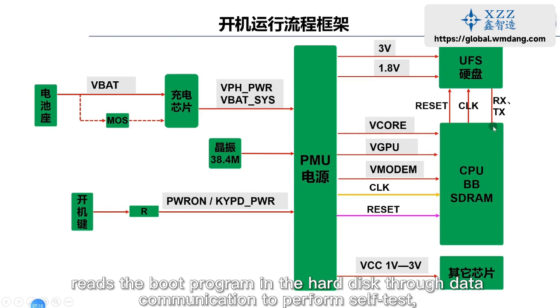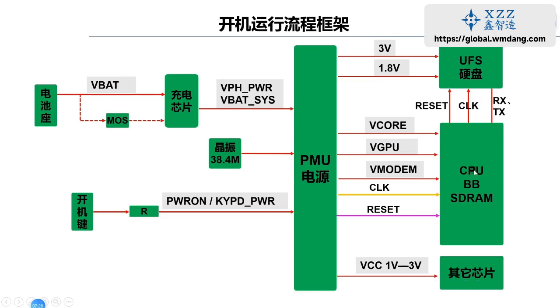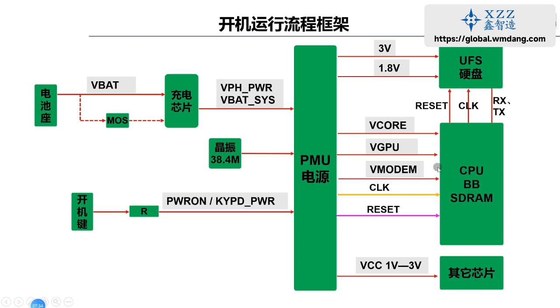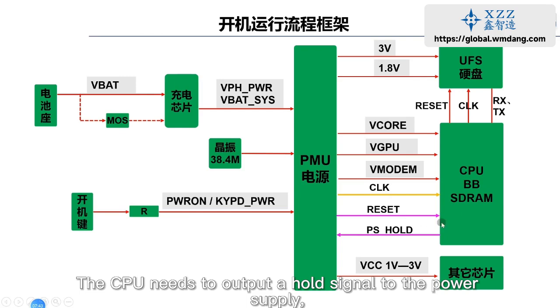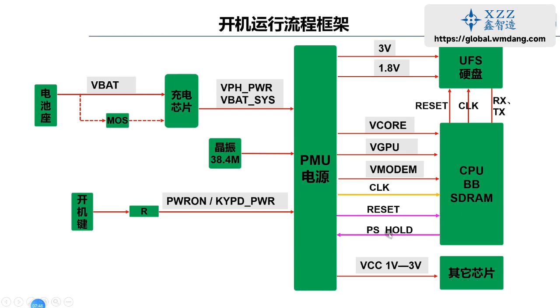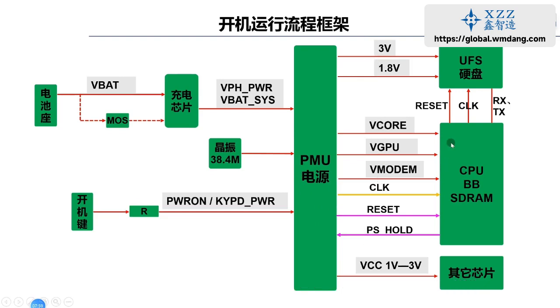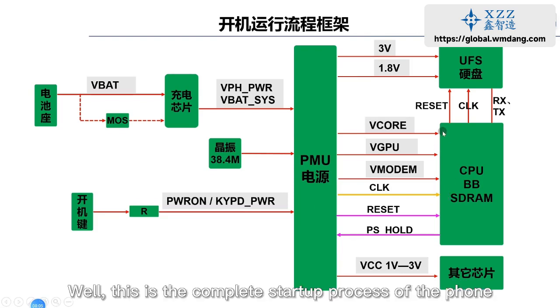It reads the boot program in the hard disk through data communication to perform self-test. The CPU performs self-test on itself, temporary storage, and hard disk. After the self-test is OK, it continues to load the boot program. The CPU needs to output hold signal to the power supply. PSHOLD is hold signal. The power supply will continue to output power and maintain a normal power on state. Well, this is the complete startup process of the phone.